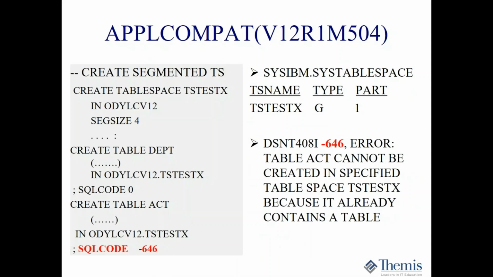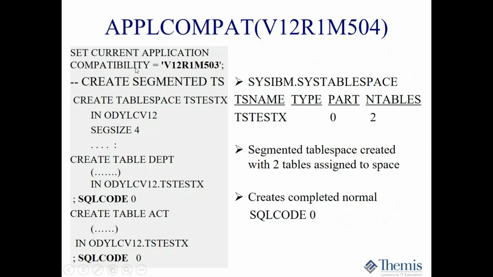So let's assume I'm running under 504. I'm not doing my set to 503. And I try to create a table space. That's a segmented table space create. I create the first table in there and point it to my table space. When I attempt to put the second table in there, pointing to that table space, I get a negative 646. Sorry. Cannot be created in the specified table space because what used to be a segmented table space create now defaults to a partition by growth. And universal table spaces only allow one table per table space.